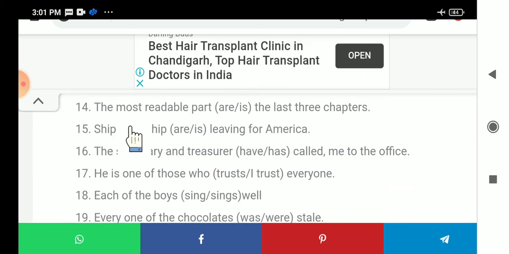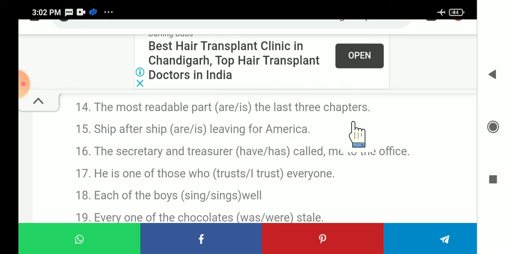The most readable part is the last 3 chapters. The most readable part, are or is? The answer is are. The most readable part are the last 3 chapters. So why have we used a plural verb here? Because the chapters are taken here in the form of plural.